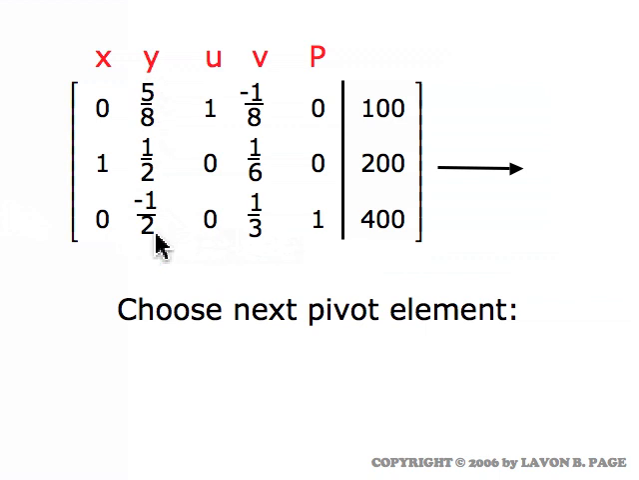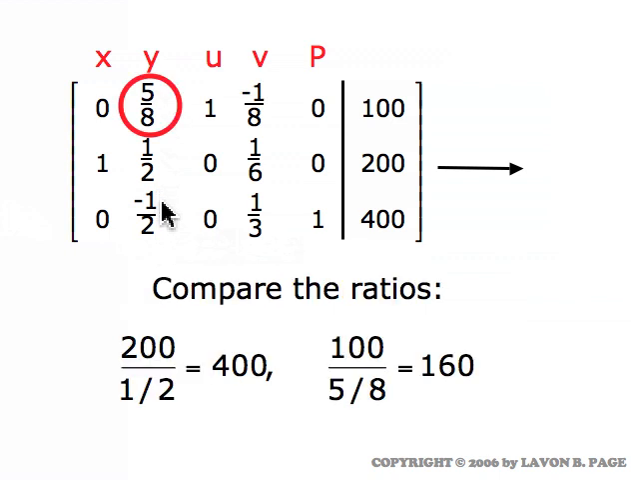So there are two candidates for pivot element. There's the 5/8 and the 1/2. So we have to play the ratio game again to find out which of them wins the contest to be the next pivot element. The ratios we check are 5/8 into 100, which is 160, and 1/2 into 200, which is 400. Of those two ratios, 160 is the smaller of the two, which is why 5/8 wins the contest to be the next pivot element.